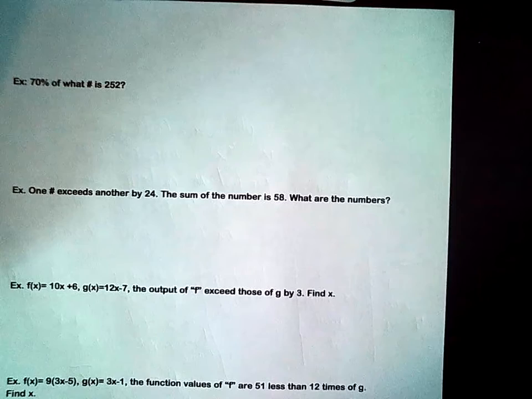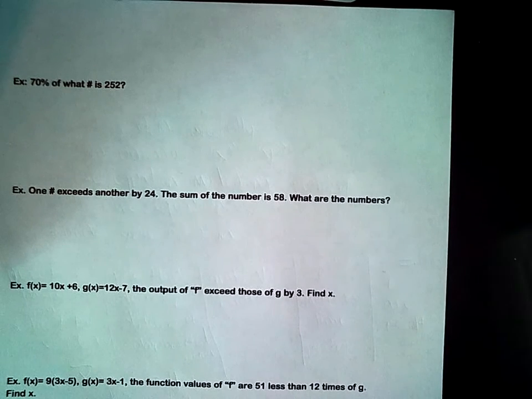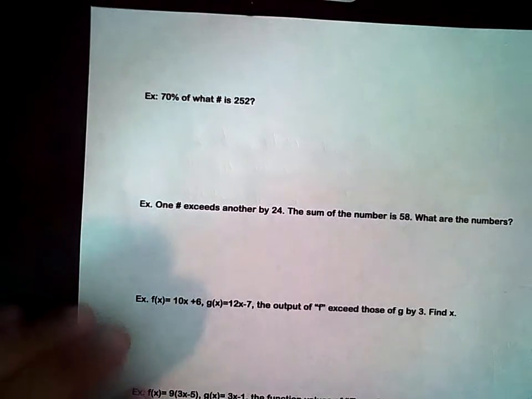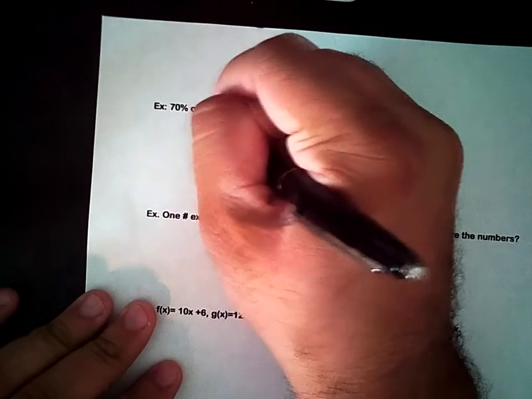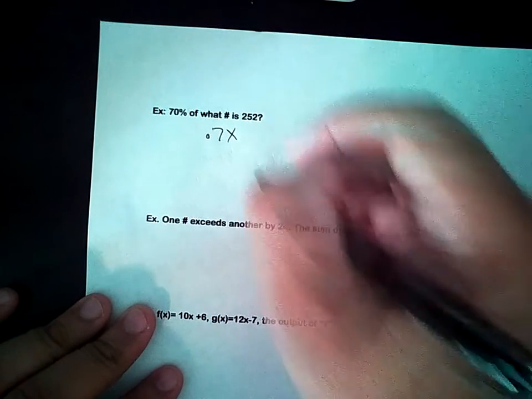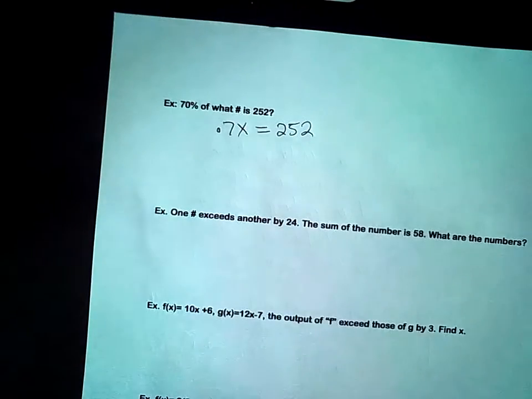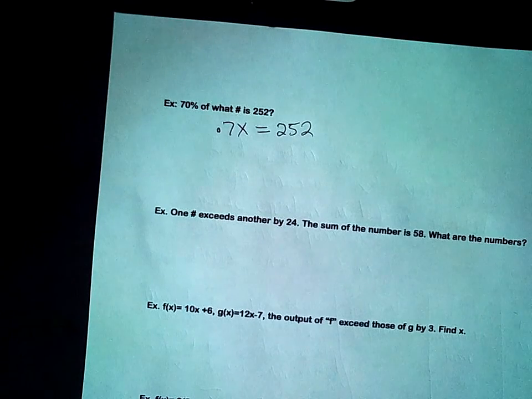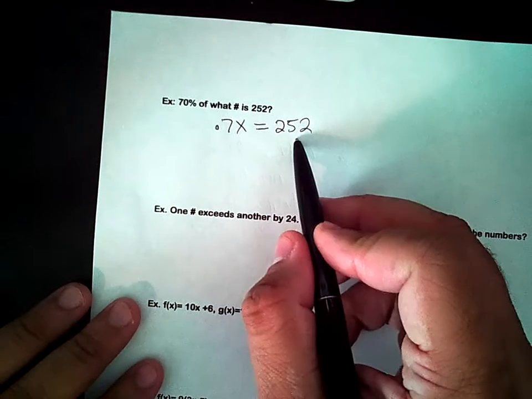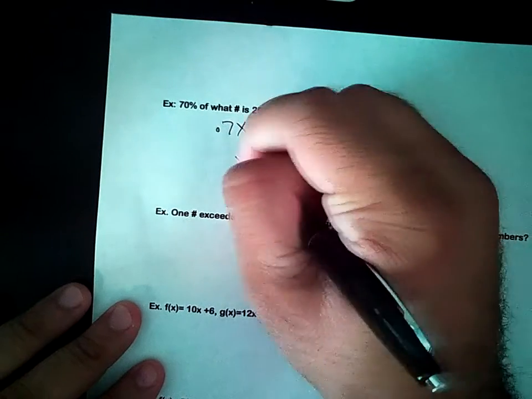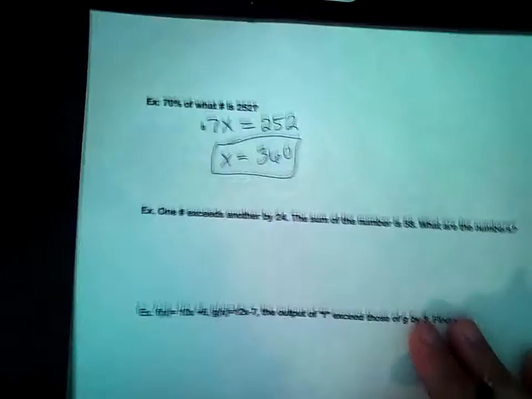Okay, so let's take a look at our next few examples here. Our next problem says, 70% of what number is 252? So here's 70% of a number, and they want to know when it is equal to 252. So I just need to divide by 0.7 on both sides. If you divide this by 0.7, you'll end up with 360. And that's it. That was a pretty fast one.